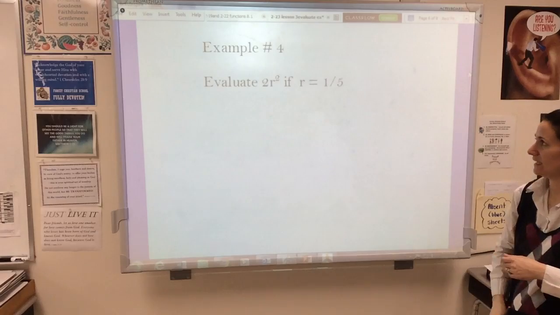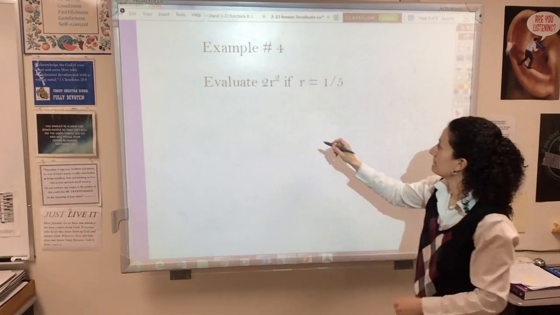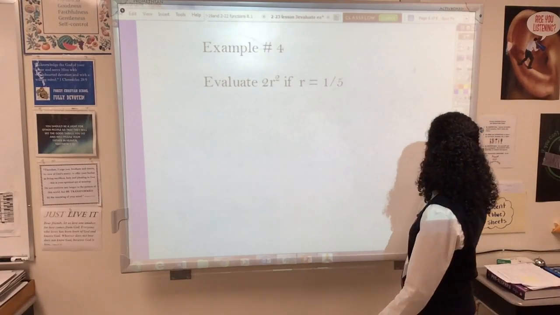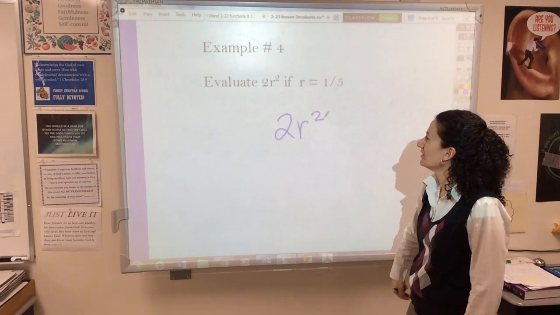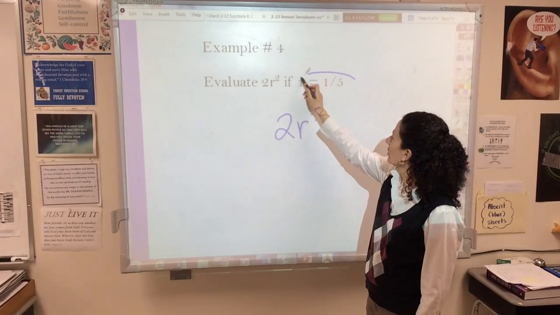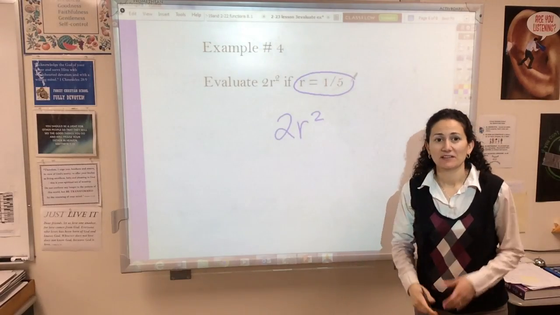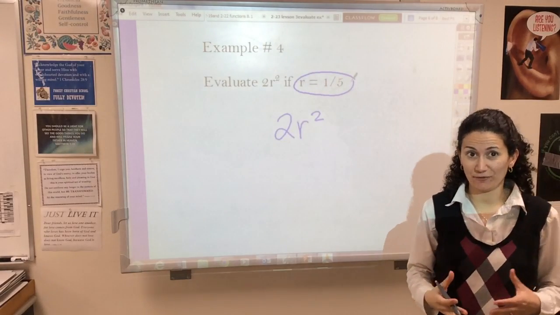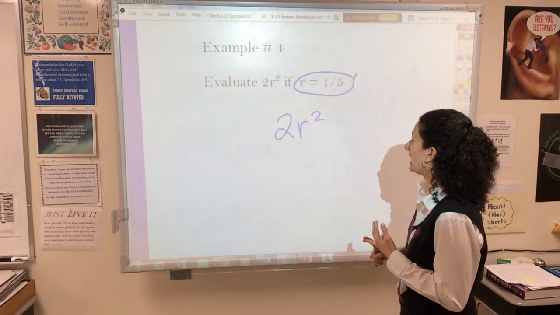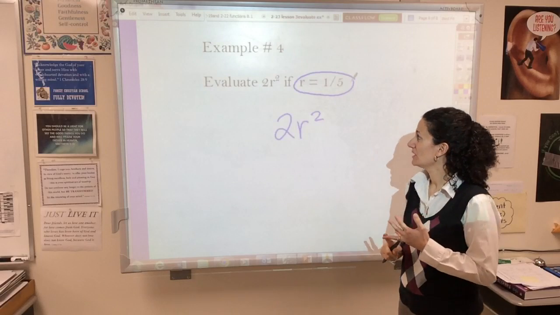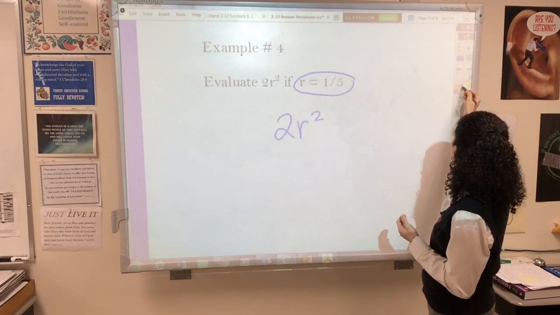Let's look at one more example. In this one, we've got 2r to the second power, and it's telling us r equals 1/5. This is as hard as it's going to get for right now. Not only do we have an exponent, but we've got a fraction that we have to substitute. So, let's go ahead and do our substituting.